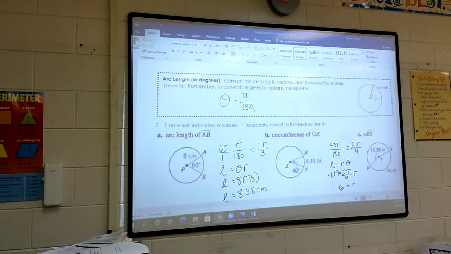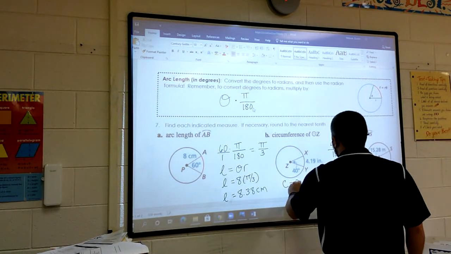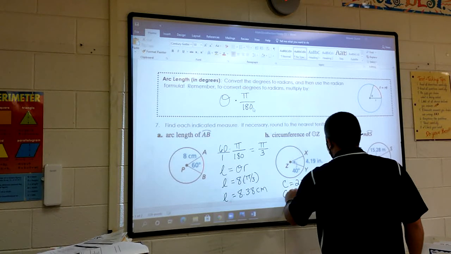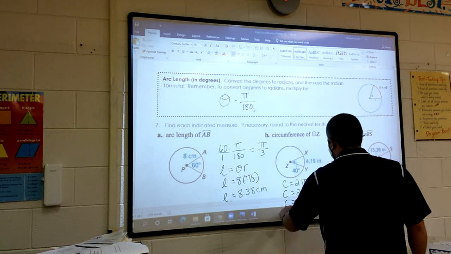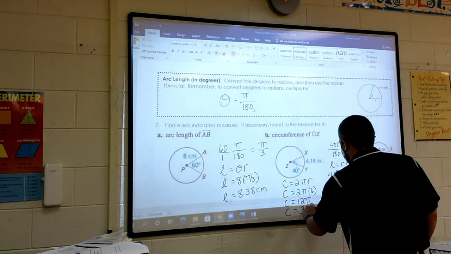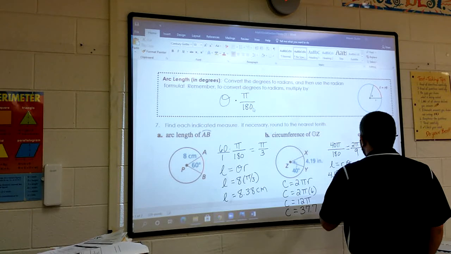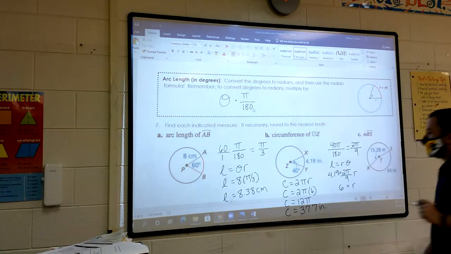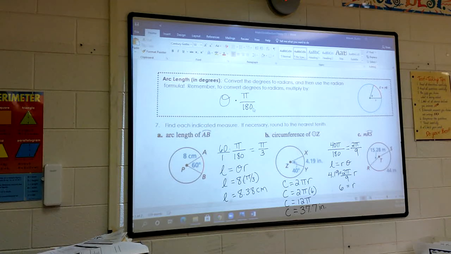So now that you know that the radius is 6, you can find the circumference. So the circumference equals 2 pi r. Circumference equals 2 pi times 6. That's the same thing as saying 12 pi. Right? So 12 pi is 37.7, and that is in inches. Whew, that was a long one, kind of. Okay, moving forward. That was part B.